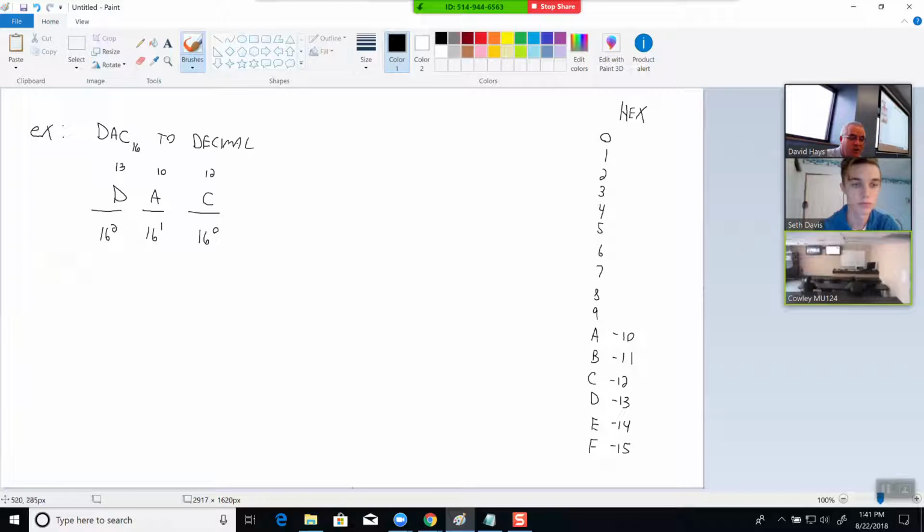So our conversion here, what we do is we take 13, the number up here, times the number down here. So we got 13 times 16 squared plus 10 times 16 plus 12 times, and anything to the 0 power, remember, is equal to 1.